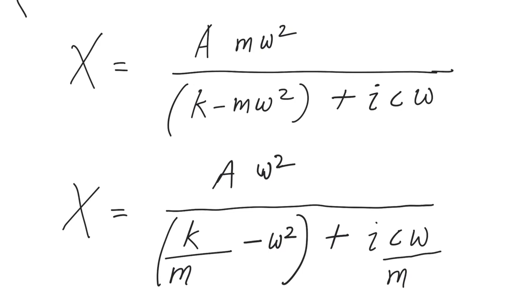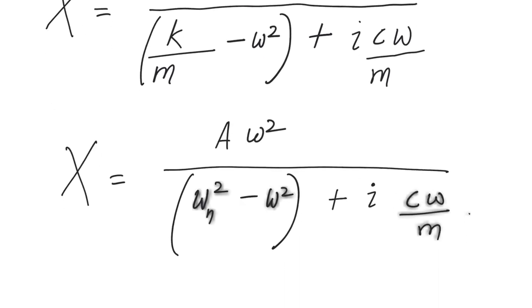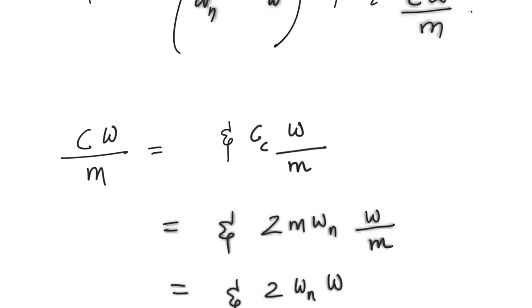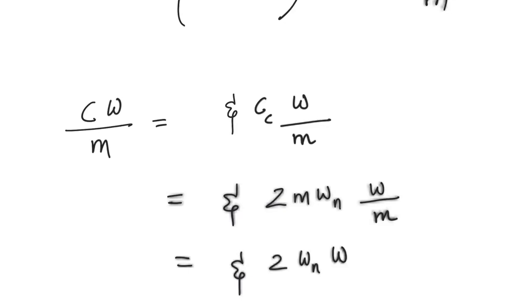In the first step, take this little m and divide both numerator and denominator by this little m, then we are here. As a next step, and in between we know k by m is omega n square, and now can we write c omega by m another way? Yes, we can simplify it further down.